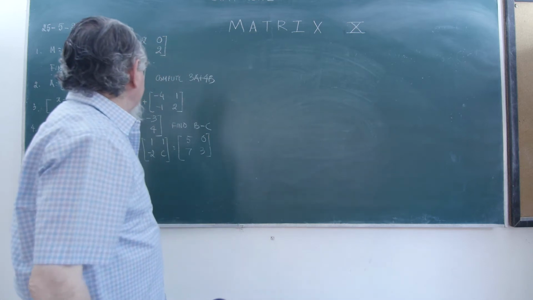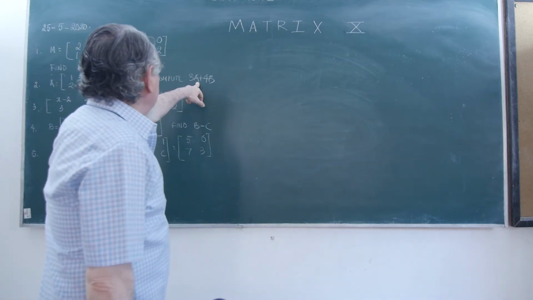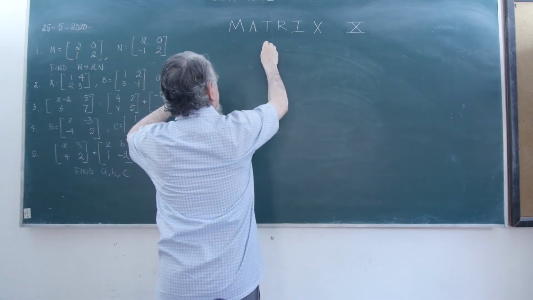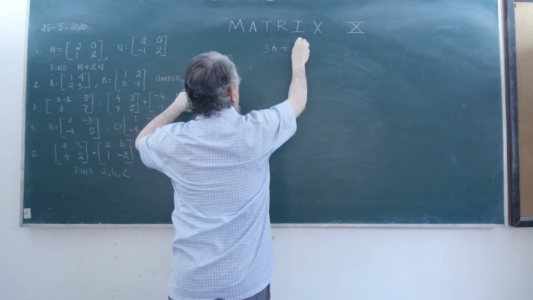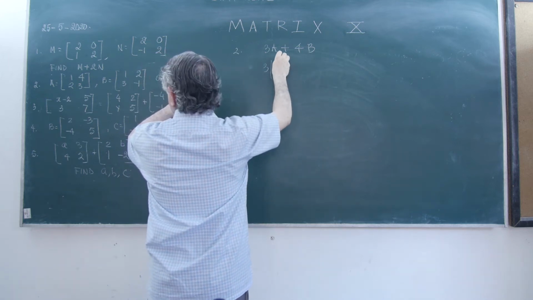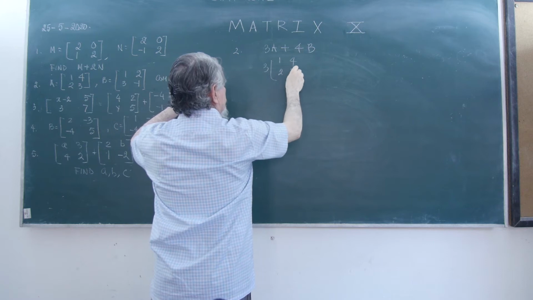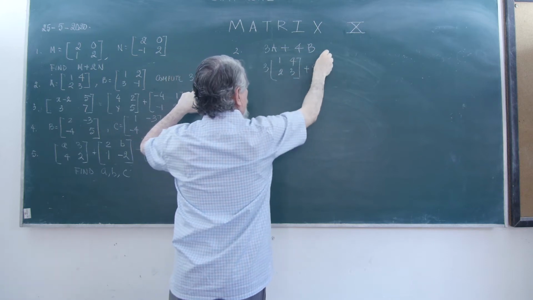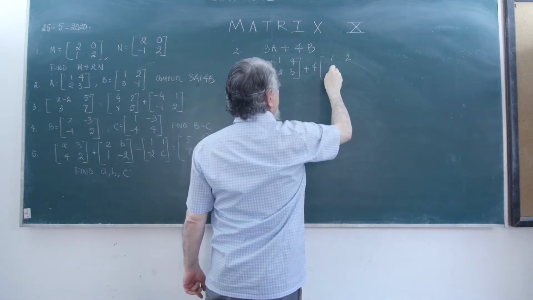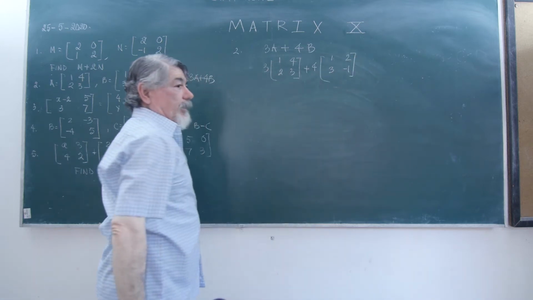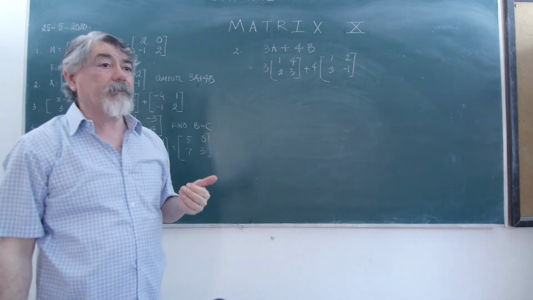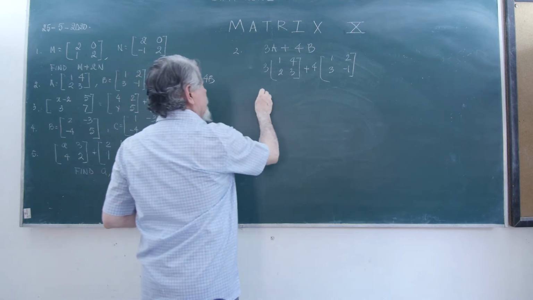In question number 2, he has given: compute 3A plus 4B. Again, he is asking you to do the scalar multiplication and then addition. 3A plus 4B. This is question number 2. 3, the value of A is 1 4 2 3, plus 4, the value of B is 1 2 3 minus 1. Again, scalar multiplication means each element of the matrix will be multiplied by the corresponding scalar.